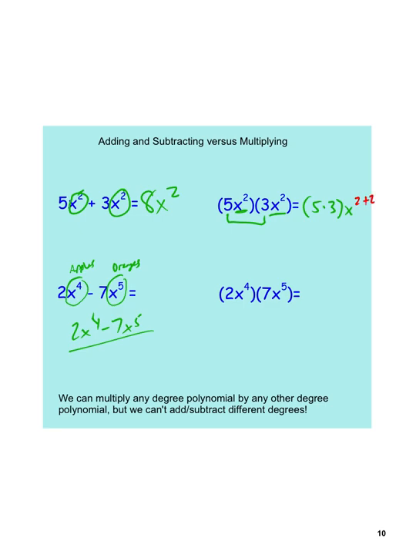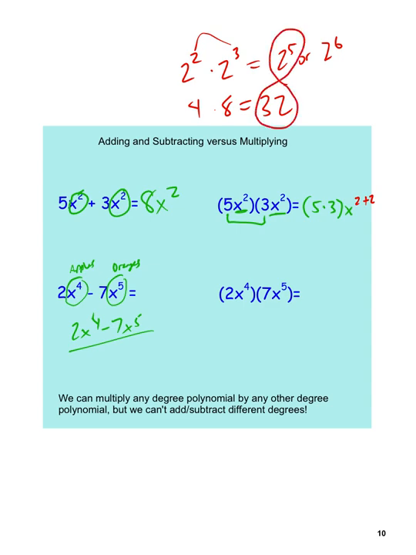And a good way to just check that is take, say, 2 squared times 2 to the third. And does that equal 2 to the fifth or 2 to the sixth? So in other words, is it 2 plus 3 or 2 times 3? Well, 2 squared is 4. 2 to the third is 8. So that's 4 times 8 is 32. Well, 32 is equal to 2 to the fifth. Okay, so again, you're adding the exponents.